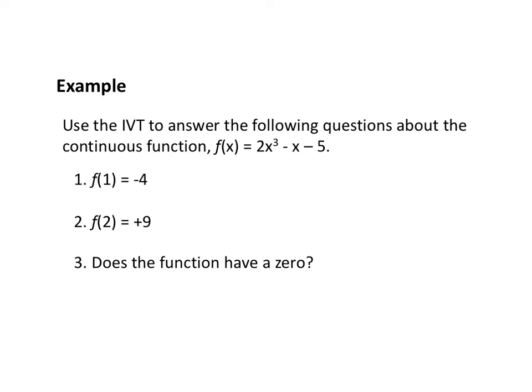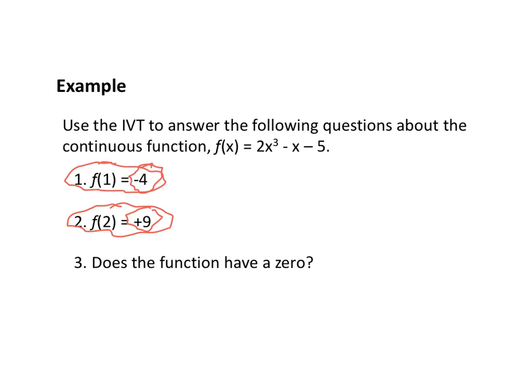Well, if I plug in x equals 1 and I figure out what the answer is, I come out with a value of minus 4. So f of 1 is equal to minus 4. Now, the second question, what is f of 2? So if I plug in 2 for x, what do I get? I get f of 2 is equal to plus 9. Okay? So f of 1 is equal to minus 4, f of 2 is equal to plus 9.